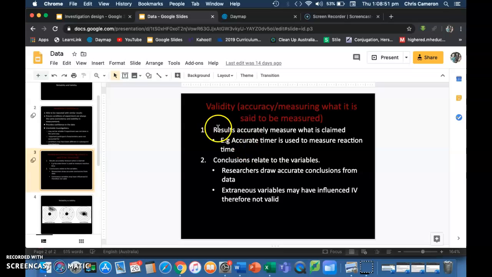Validity, are we measuring what we claimed, what we set out to measure? First of all, there's some parts about measuring, just adding up those results is going to be an important thing. There could be some inaccuracies in the adding up, and then can we draw accurate conclusions from this data?